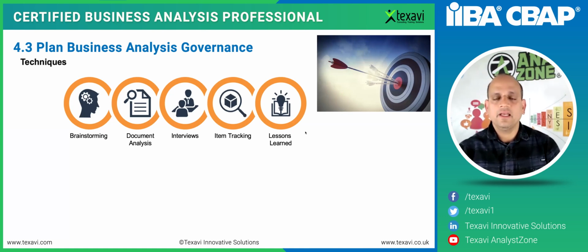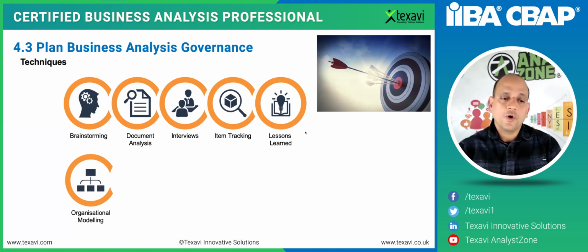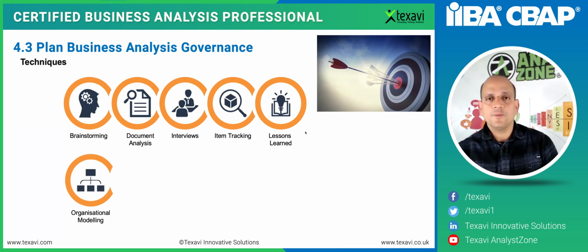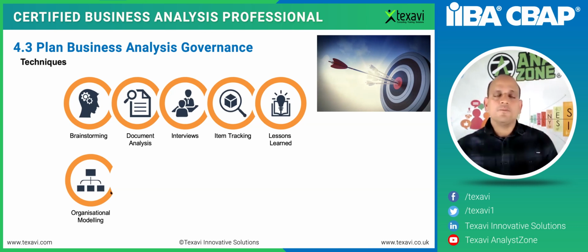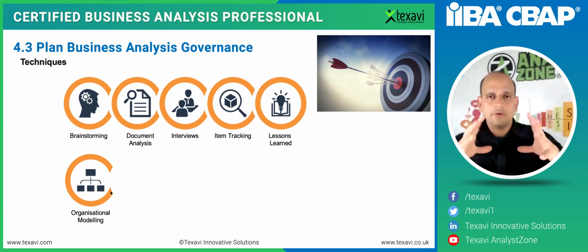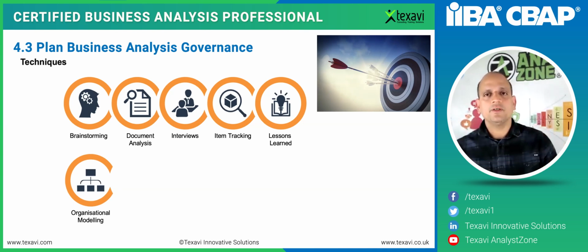What kind of lessons can we learn from our past experiences? And then organizational modeling, very, very important. Just like scope modeling, we've got organizational modeling. So here we've talked about the governance, the board structure, the roles described: who is the chairman, who is the president, who is the secretary.